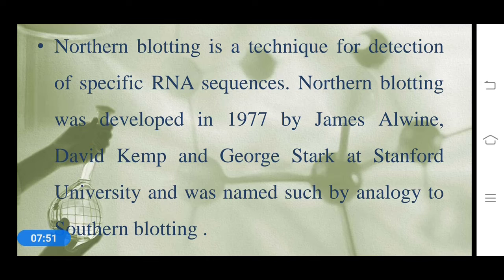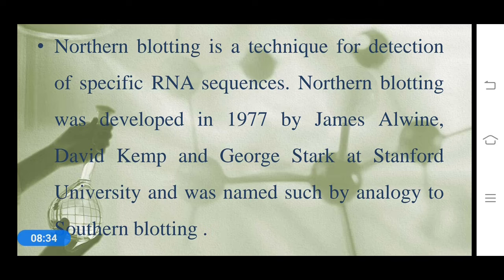Southern blotting was meant for the detection of specific DNA sequences, and northern blotting was developed in the year 1977 by the scientists James Alwine, David Kemp, and George Stark. These three scientists worked on blotting techniques, and they developed northern blotting for RNA. They developed this northern blotting at Stanford University.